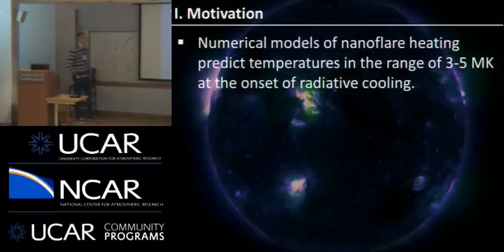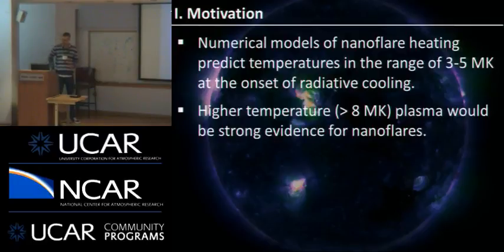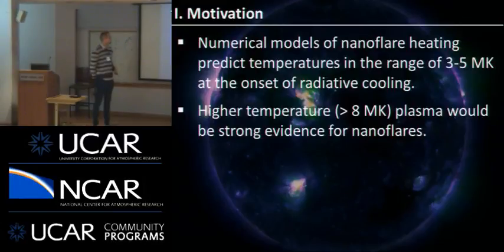The reason we wanted to get into this work is that, as we all know, nanoflare type models of coronal heating predict that at the onset of the radiative cooling regime in the corona, we see peak temperatures somewhere in the range of 3 to 5 million degrees. But in order to get those temperatures at the onset of radiative cooling, you need to heat your loops up to significantly higher temperatures, right? So they go through some sort of thermal conductive cooling regime before they hit the radiative regime.